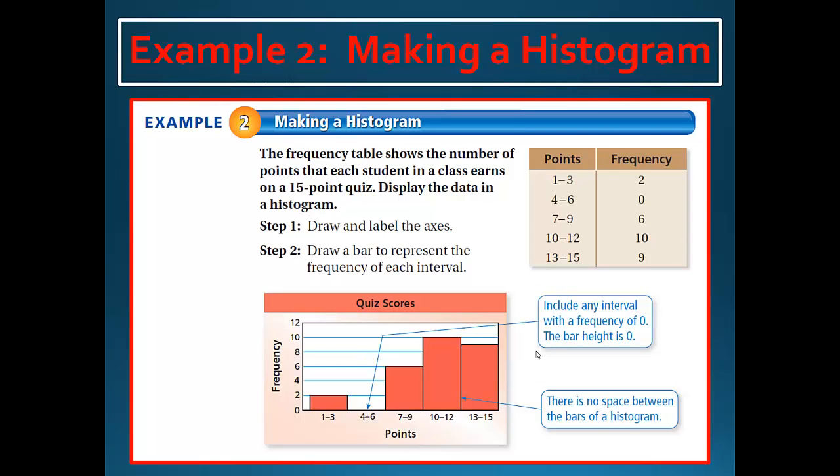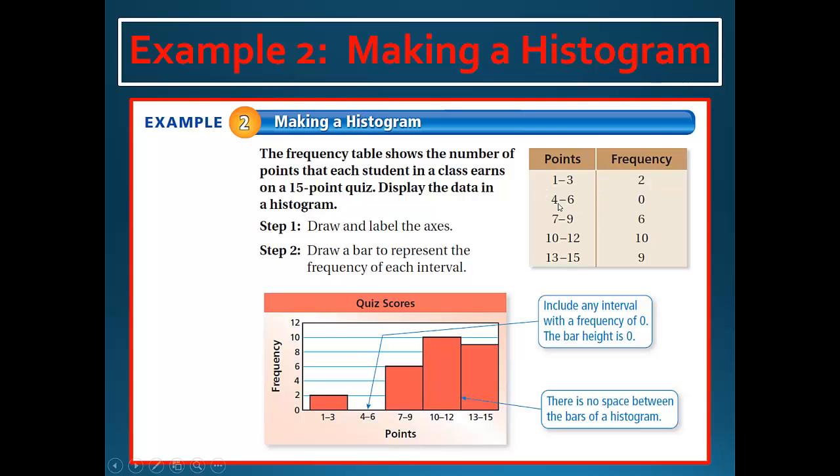For our second example, we're making a histogram. The frequency table shows the number of points that each student in a class earned on a 15-point quiz. Display the data in a histogram. So we have a frequency table that shows the number of points and how many times that occurred. So students that received 1 through 3 points, there were 2 students that received somewhere between 1 and 3. That means they could have gotten 1 point, 2 points, or 3 points.